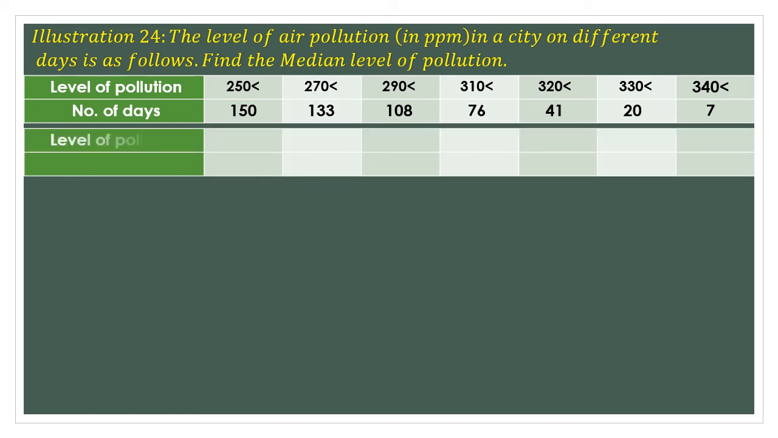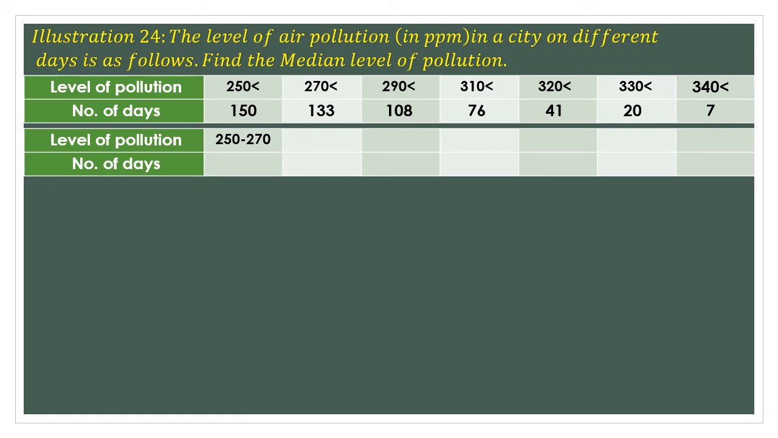So for that, again I am preparing a table here, level of pollution and the number of days. Now the first class is 250 or above, and its above is 270. So the first class will be 250 to 270. Now in the previous sum, I did not change the first class because it was less than. That means there was nothing less than that. It was infinity, and so the frequency was also not changed.